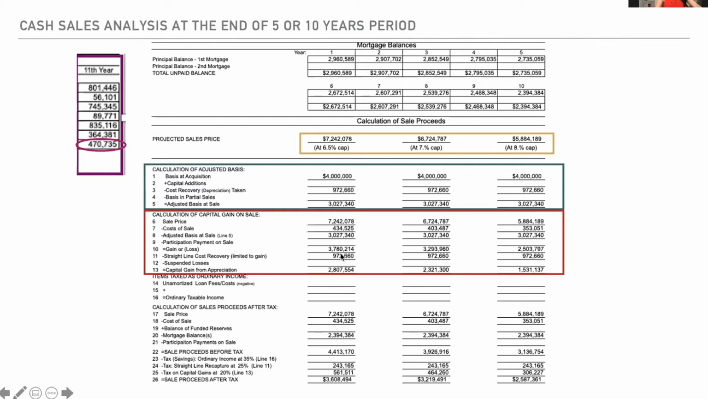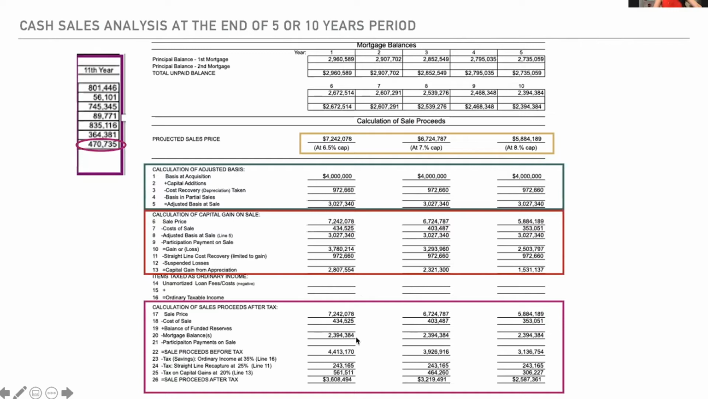Now we expect that this property is probably around $3.78 million gain. And then minus, again, this is straight line cost recovery. This is minus basically the depreciation that you have taken throughout the last 10 years. Now your capital gain is at 2.807. Now you know your capital gain tax.